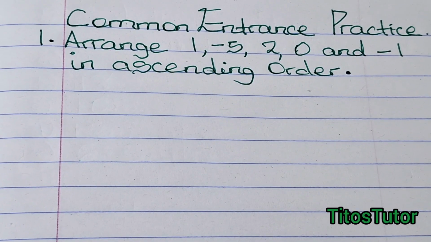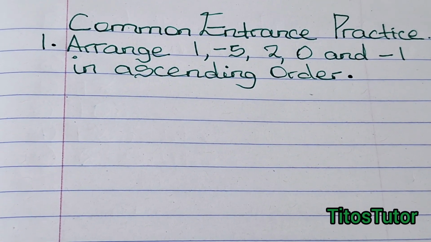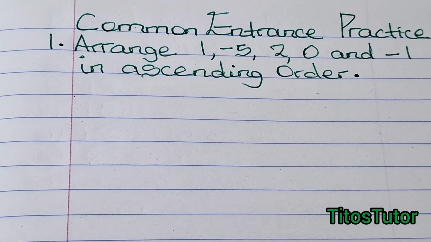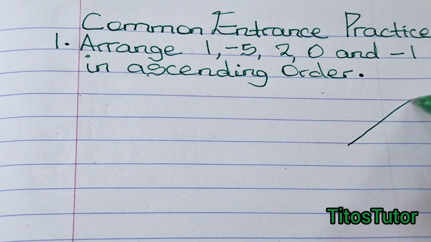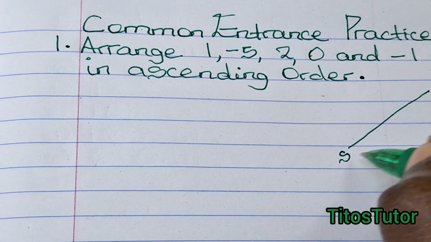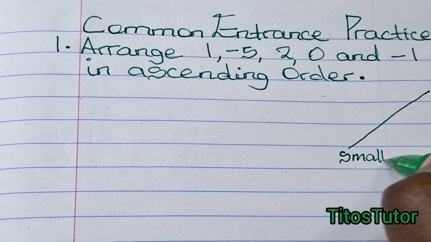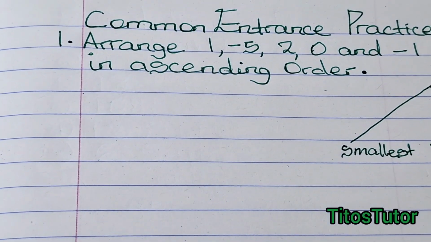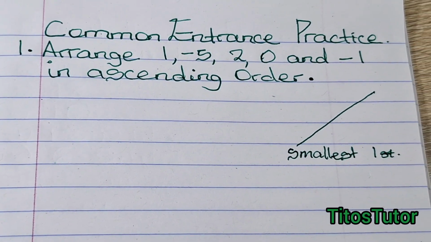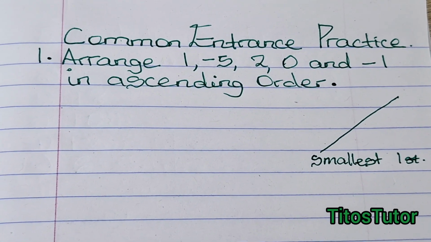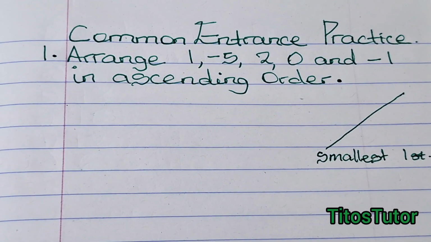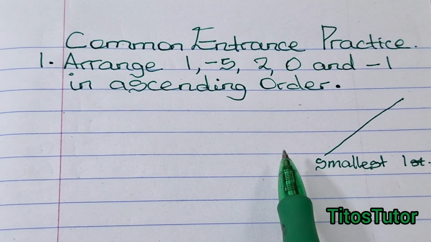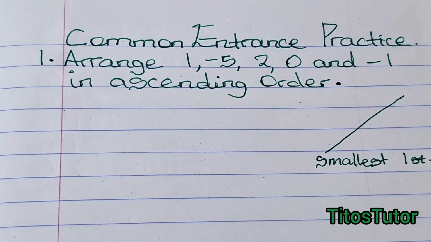So the key word here is ascending order. Ascending means climbing up a ladder, you're ascending. So smallest first. So you go from smallest to biggest. The best way to arrange this number is to draw your number line so you know which one is smaller, since it's a mixture of negative numbers and positive numbers.